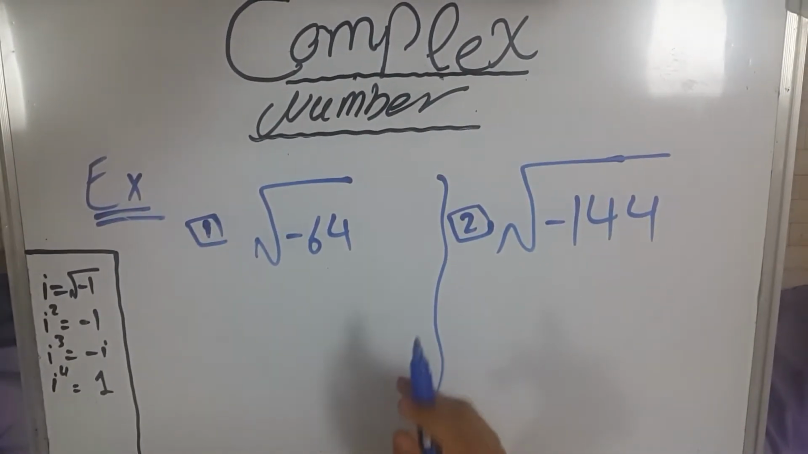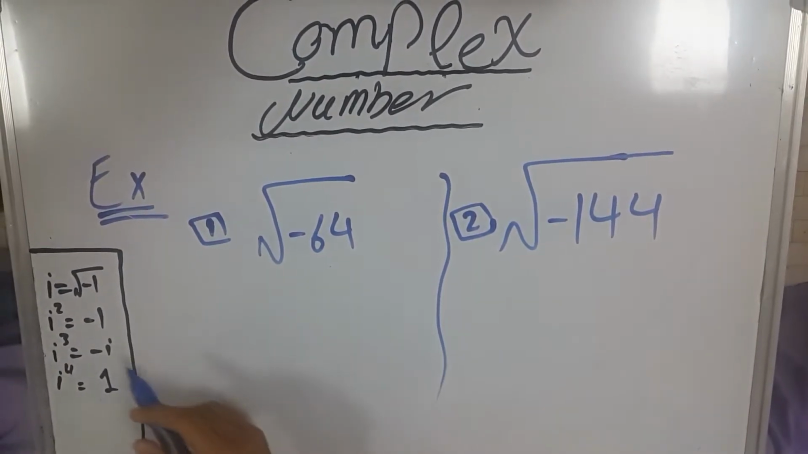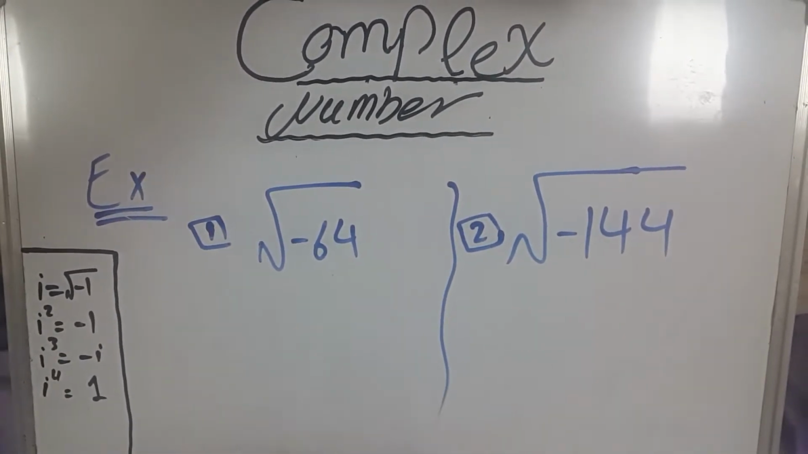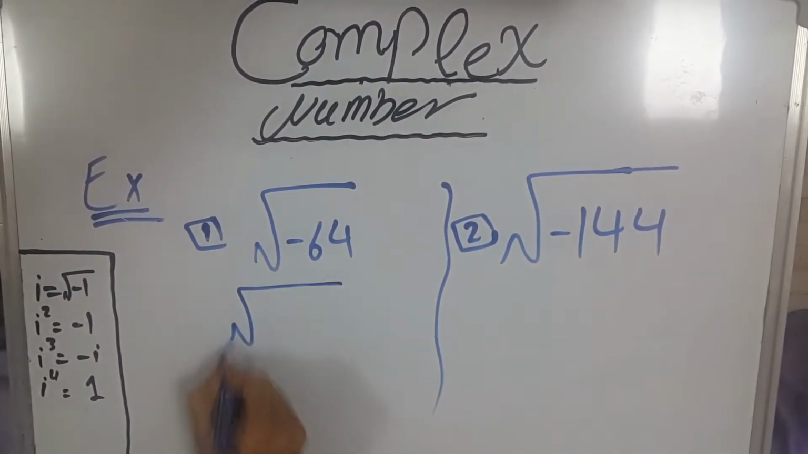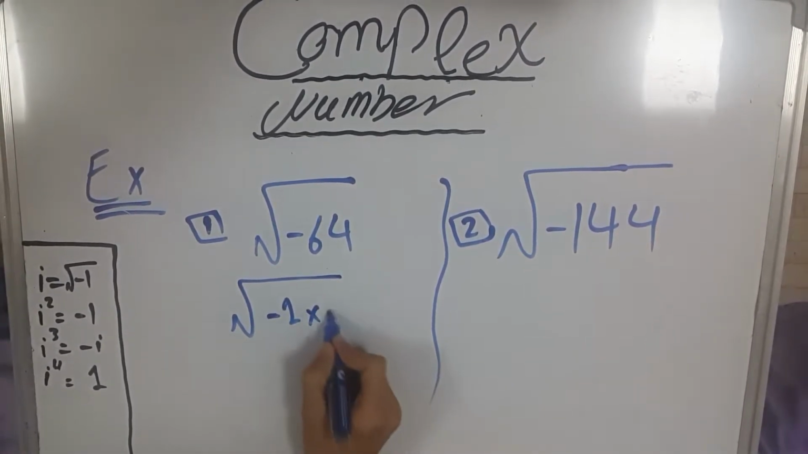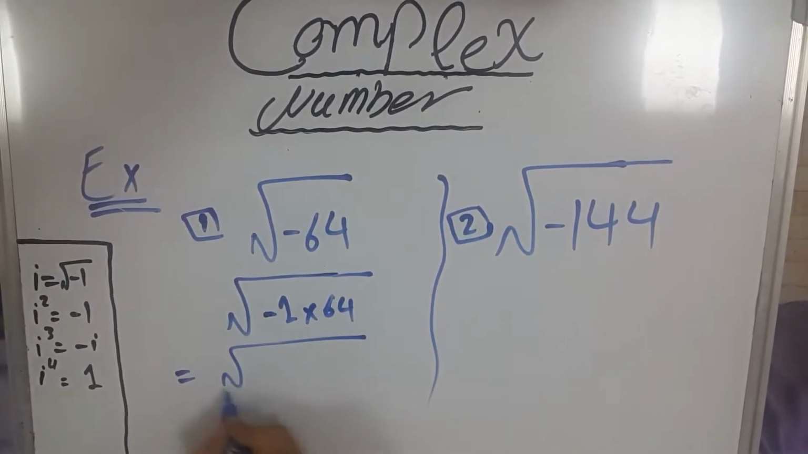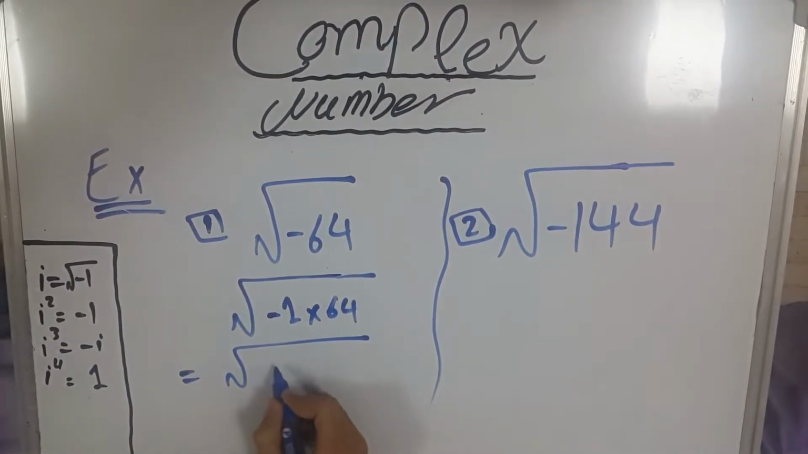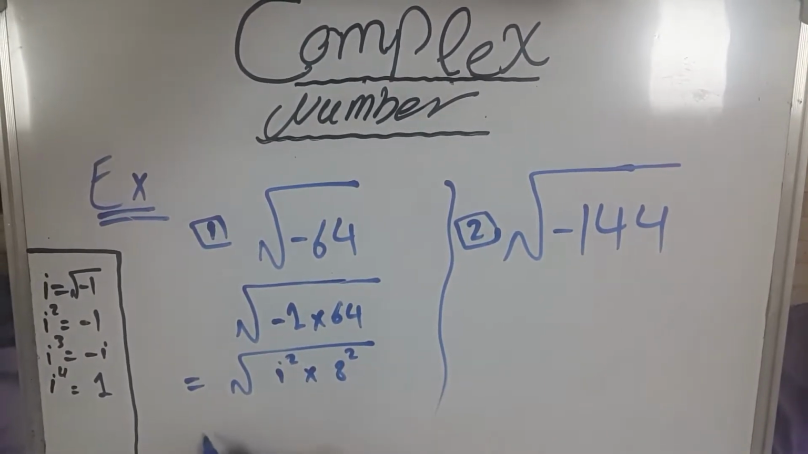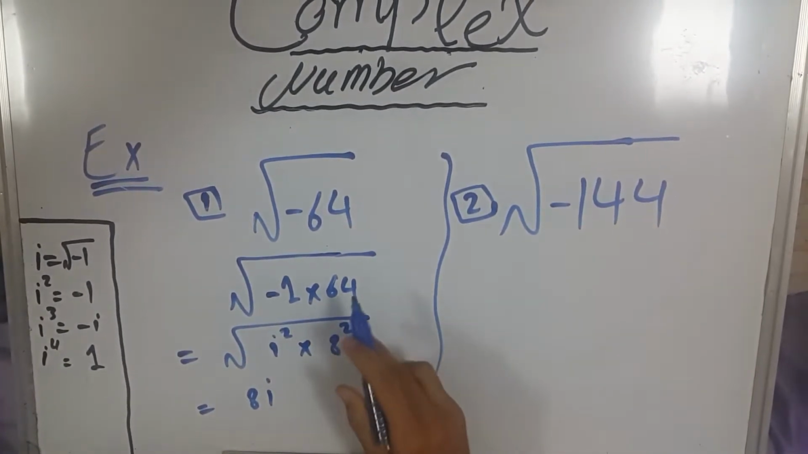And now we will start with our first example, which says square root of negative 64, and we have written here on the side the most important relations which will help us in solving these different equations and problems. So we will start here. It's square root of negative 64, which is composed of negative 1 times 64, under the square root. We have seen here that negative 1 equals i squared, so it is i squared times 8 to the power 2, and this will equal 8i, and this will be the solution for the first problem.